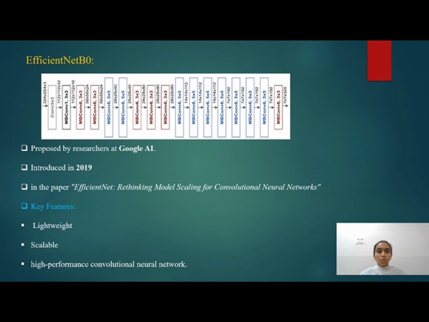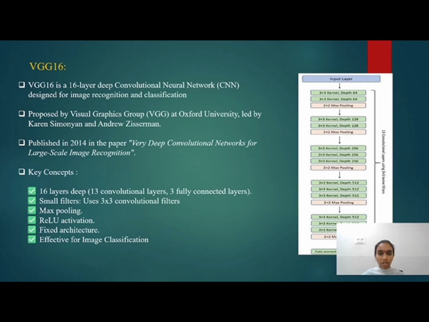We experimented with several deep learning models like EfficientNet B0, a lightweight scalable network from Google AI. It was introduced in the year 2019 with key features like a lightweight, scalable, high performance convolutional neural network. Next is VGG16. VGG16 is a 16-layer deep convolutional neural network designed for image recognition and classification. It was published in the year 2014 in the paper Very Deep Convolutional Neural Networks for Large Scale Image Recognition.